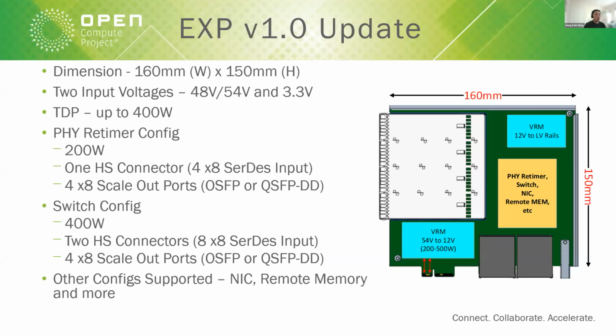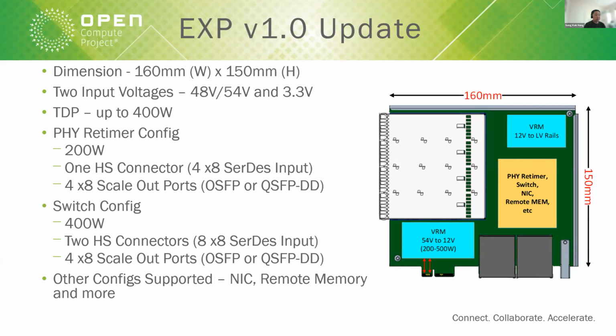So there are 2 configs that the workstream is currently looking into. One is called the retimer config. Its TDP is going to be up to 200 watt with 1 high-speed connector. The high-speed connector is a 4x8 SerDes input, and at the same time, the same module is going to support the 4x8 scale-out port.